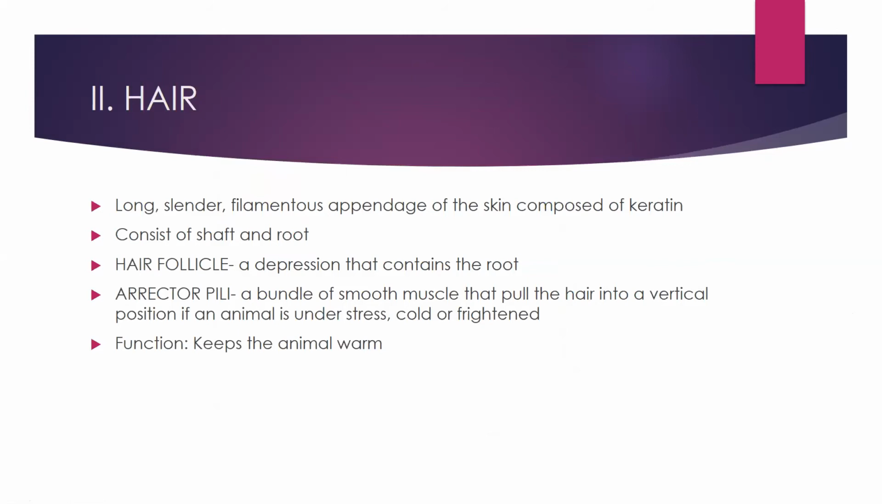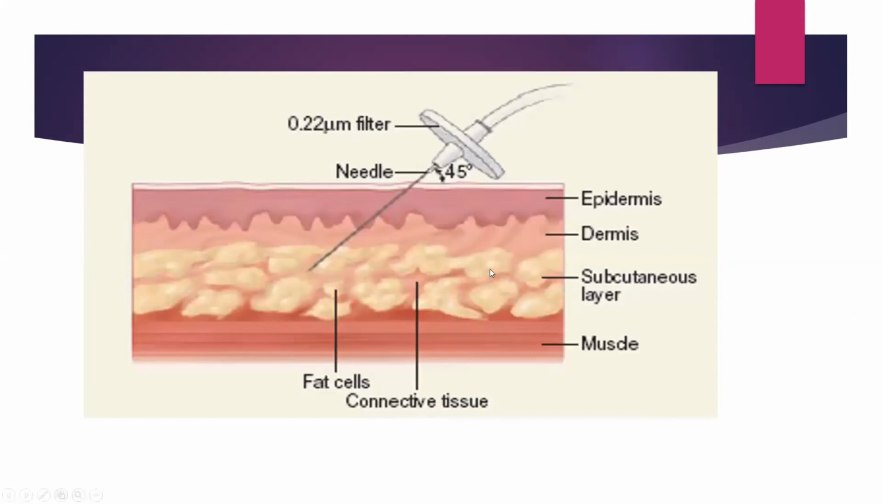Hair is a long, slender, filamentous appendage of the skin which is composed of keratin, and it consists of a shaft and a root. The hair follicle is a depression that contains the root, and they have a smooth muscle called the arrector pili that pulls the hair into a vertical position if an animal is under stress, cold, or frightened. The function of the hair is to keep them warm or insulated. And this is, by the way, how you do your subcutaneous.